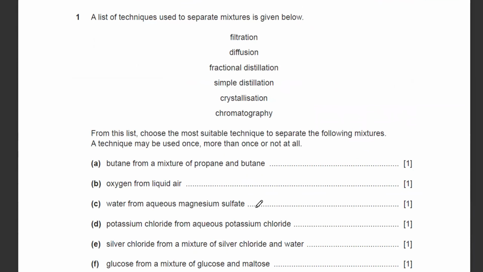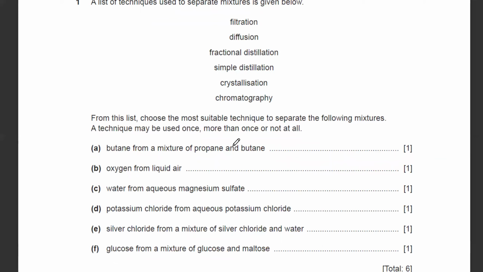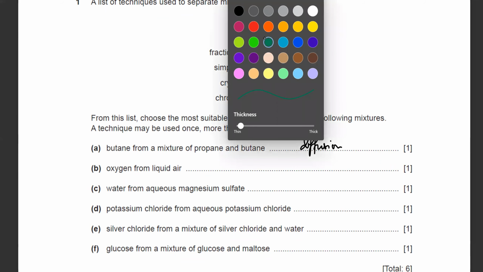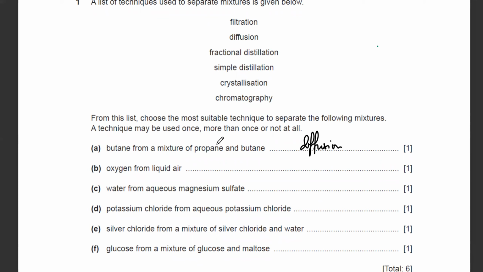Next one is a similar question. The first one is butane from a mixture of propane and butane. Now, both of them are gases. Propane and butane, but this time there is diffusion actually. So butane from a mixture of propane and butane, in that one, diffusion would work because both gases would have different rates. You must have heard about propane gas and butane gas. These are also used for heating, and a lot of times they are also used for domestic heating as well.